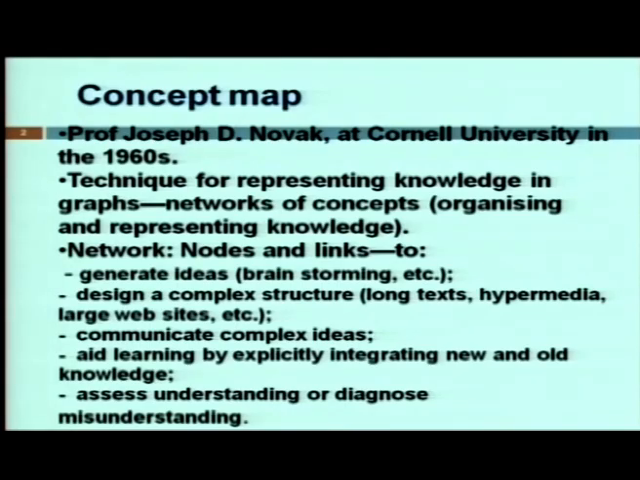What is a network? A network is nodes and links. These nodes and links best represent a network. What does a network have to do? The network has to generate ideas through brainstorming, etc. It has to design a complex structure, say long textbooks, hypermedia, large websites. This is a complex structure. It has to communicate complex ideas. So through this network of concepts, that is a concept map, they would facilitate designing a complex structure and would communicate complex ideas.